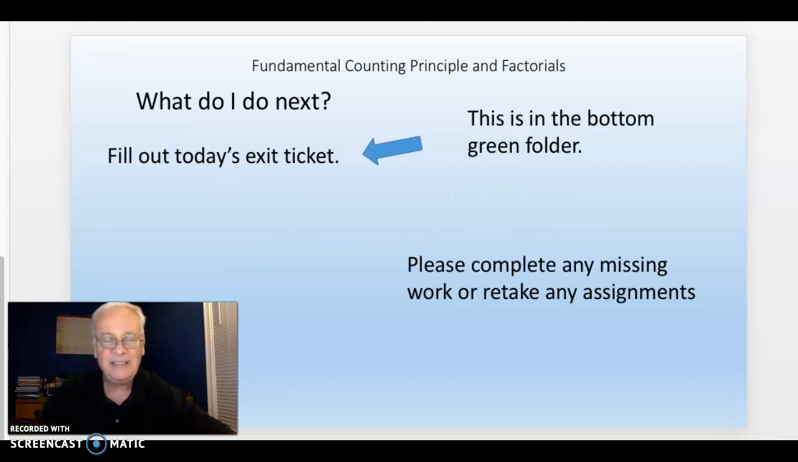Y'all, all we have left today is the exit ticket. The problems are similar to the ones that we just did. It's in the bottom green folder. Use your calculator. Do the best you can. Guys, if you have any missing work, please complete it, and retake some assignments. Check the grade tab in Schoology. It's on the left side of your page. It'll say grade or grades. Click on there and retake some assignments that you didn't do well on. That's it, you guys. Try the exit ticket. Good luck.